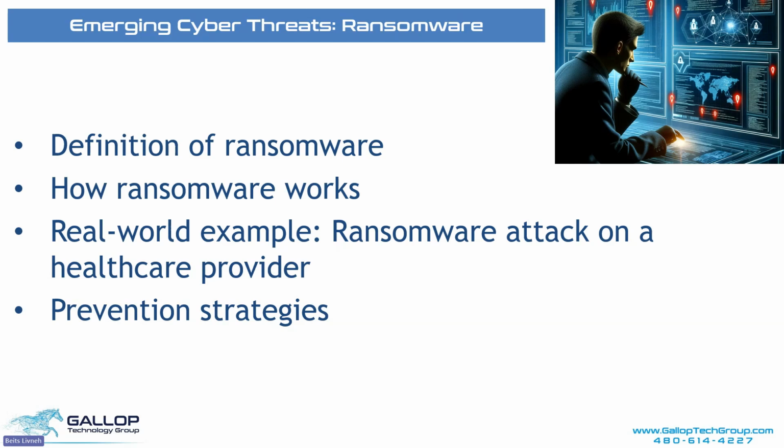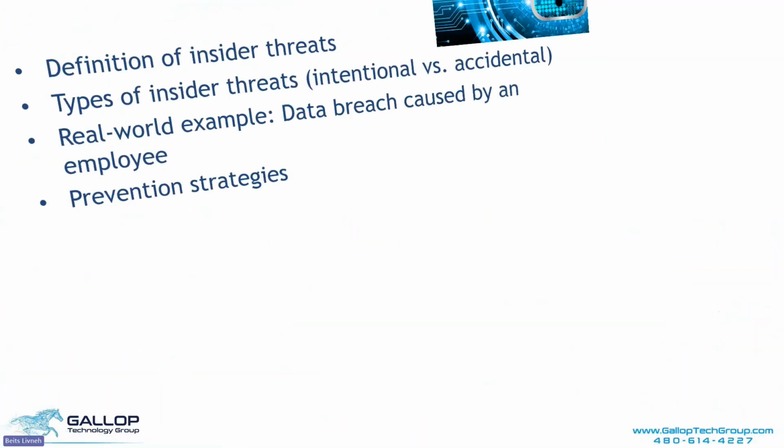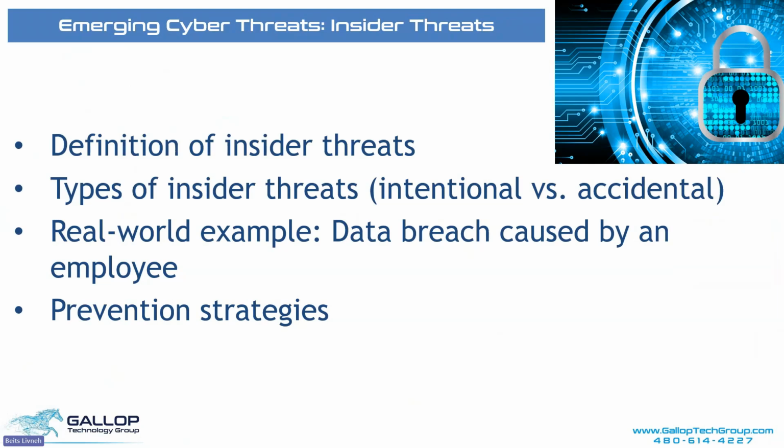Another cyber threat is the insider threat we spoke about, and that's going to be when an individual within the organization will cause harm, either intentionally or accidentally. Intentional threats may involve malicious actions, while accidental threats can result from negligence. An example is an employee accidentally sending sensitive data to the wrong recipient. Then that's a data breach.